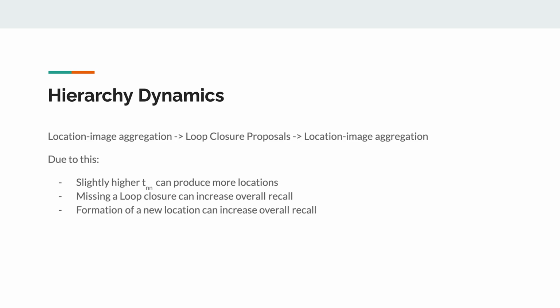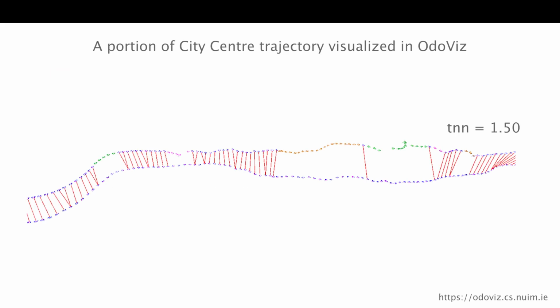Here is an example showing a portion of the city center trajectory visualized in Odovis. The car moves from left to right, and the dots at the bottom represent the poses from the first traversal, and the dots at the top represent the poses from the second traversal. Poses that belong to the same location are in the same color, and the image loop closure proposals are shown in red.